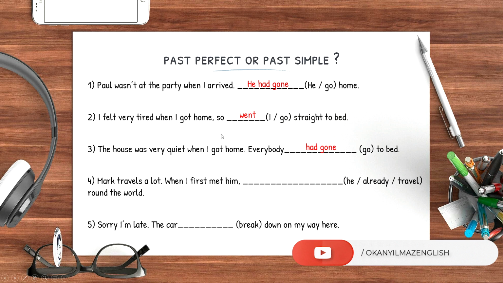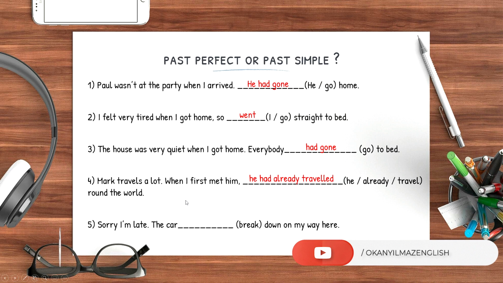Mark travels a lot. When I first met him, he had already traveled around the world. I think you should have seen this. This is the first thing that he did. Then I met him. Number one. Number two.